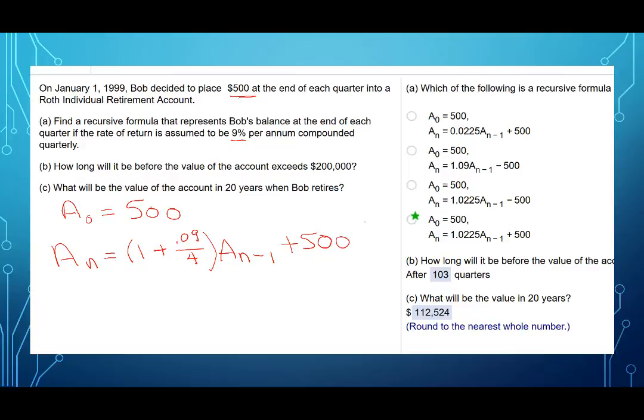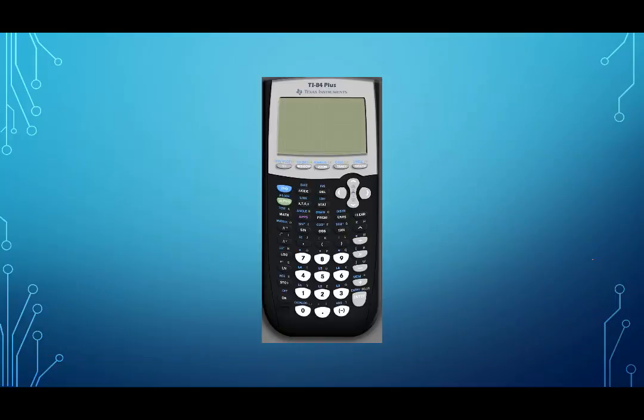So this is this formula here. Now we're going to see how we can enter that using the TI84. With the TI84, we're going to do the following. When you turn your calculator on, what you're going to want to do is go to the Mode button and then scroll down to where it says Function, and scroll across to the Seq button. This will put you in the sequence mode. Hit Enter.